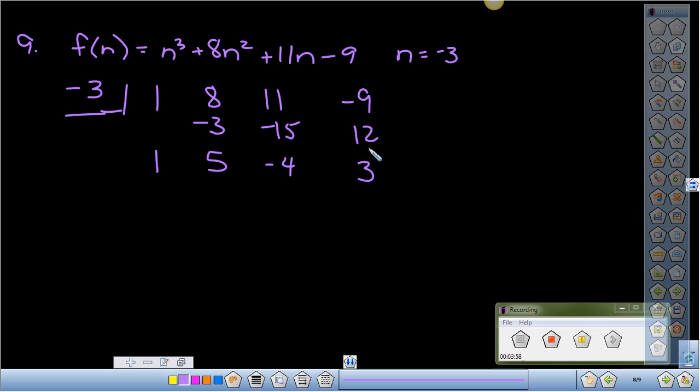And since we are using the remainder theorem, it says look at the remainder. Well, the remainder in the synthetic division problem is the very last number. So if I were to run that -3 through this problem, the answer would be 3.